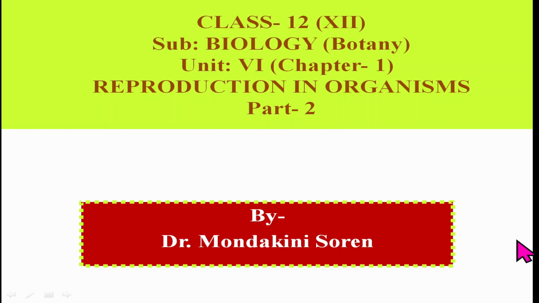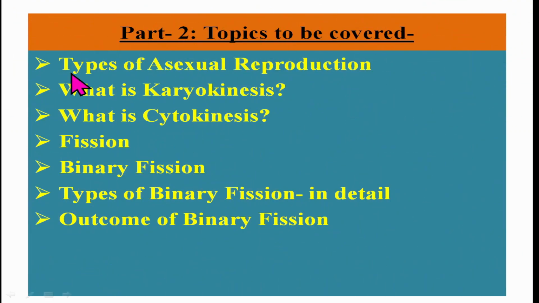So first of all, let us see what are the topics that we are going to cover in this video. So first topic will be types of asexual reproduction. Second, what is karyokinesis? Third, what is cytokinesis? Fourth, fission. Fifth, binary fission. Sixth, types of binary fission in detail. Seventh, outcome of binary fission. So the first topic that we are going to study now are types of asexual reproduction.